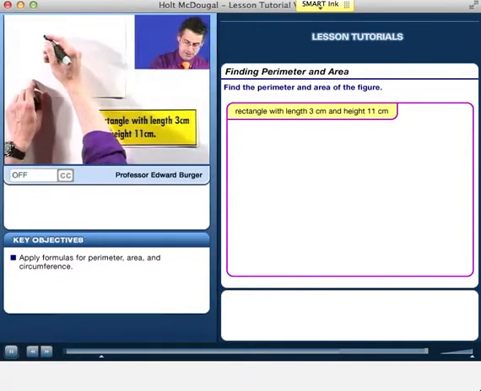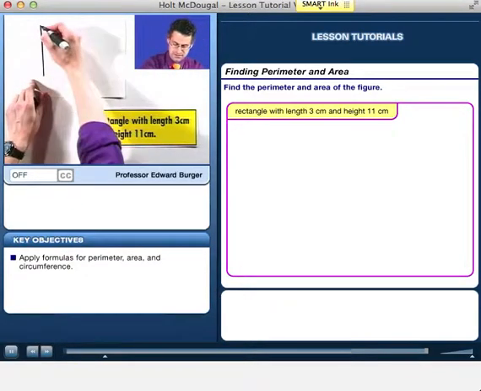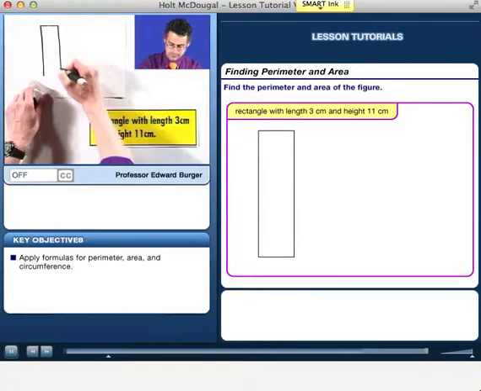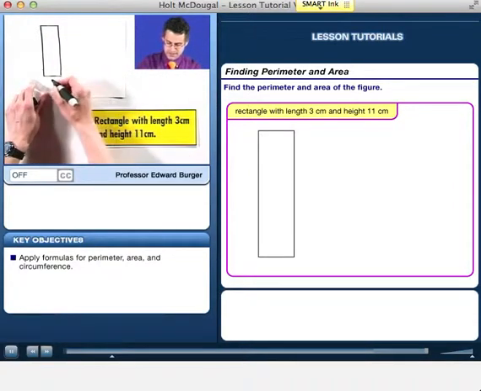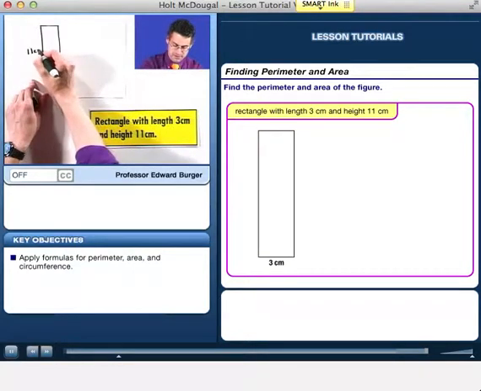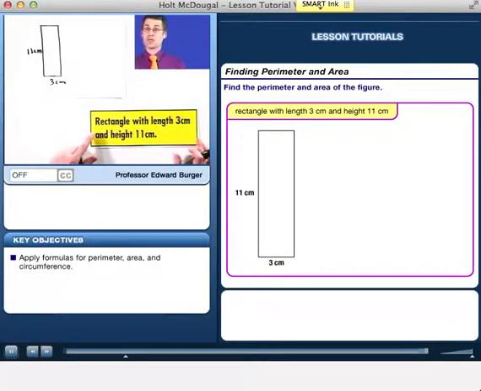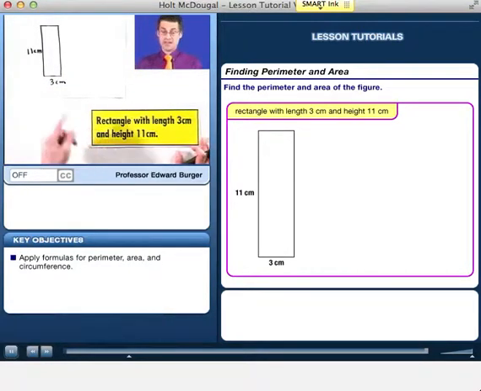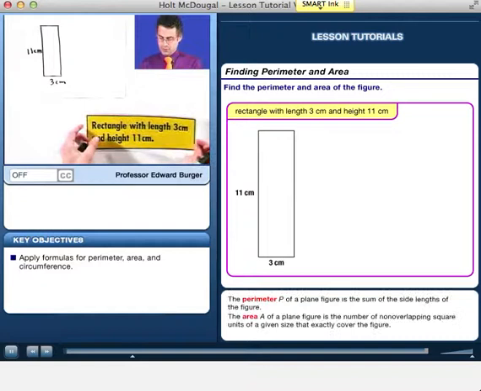So if we were to draw a picture of this rectangle, it might look something like this. This is 3 centimeters, and this is 11 centimeters. And what I'd like us to do is figure out the perimeter and then figure out the area of this particular rectangle. Well, how are we going to do that?